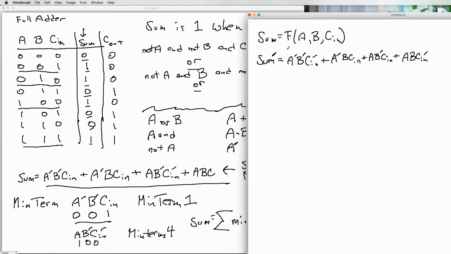Okay, so remember what I'm doing here, this is sum prime, which is, by the way, this is also equal to the sum of the remaining minterms. And what minterms are those? Well, that would be 0, comma, and this over here would be 3, comma, and this one over here would be 4, 5, comma, and this would be 6.